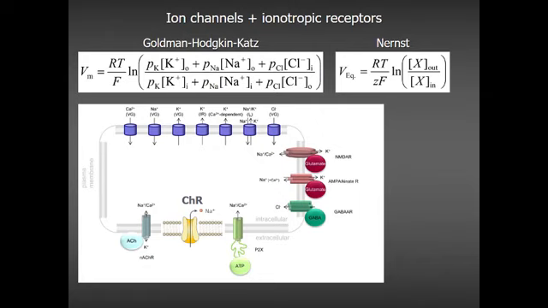So now what else is out there? Well, we also have ionotropic receptors. Ionotropic receptors are also ion channels. And here are some of them.